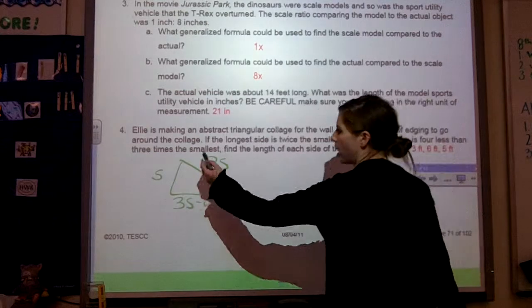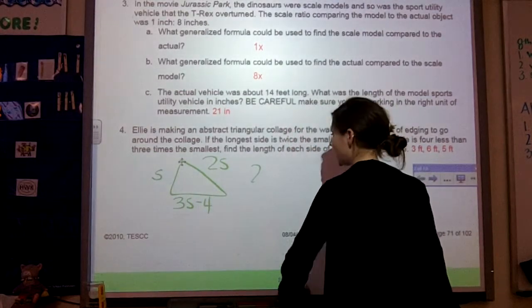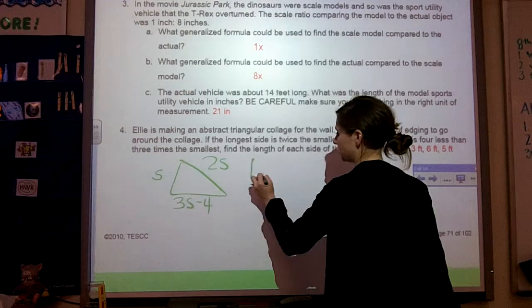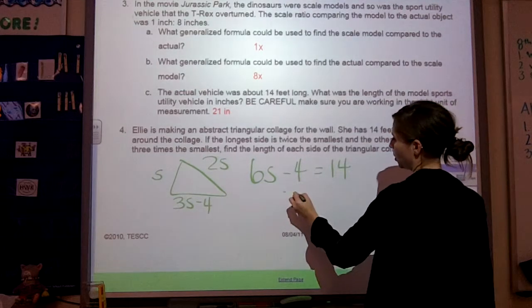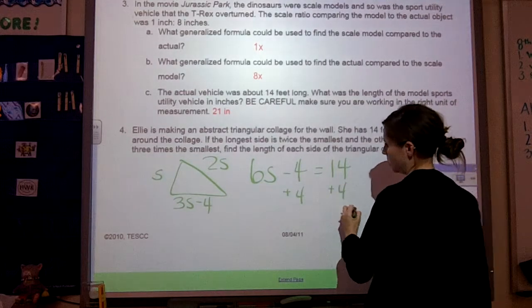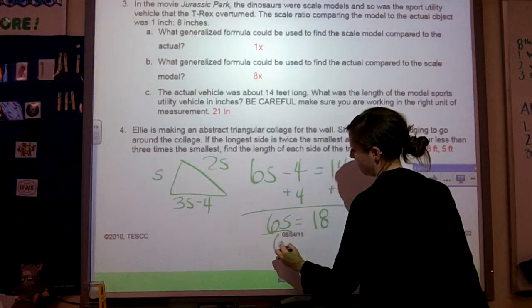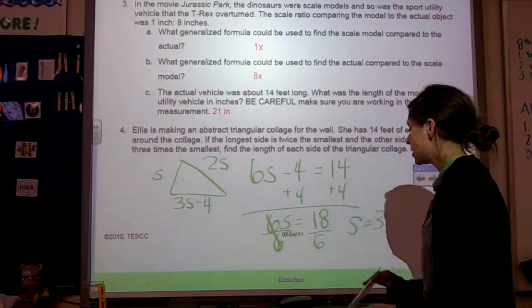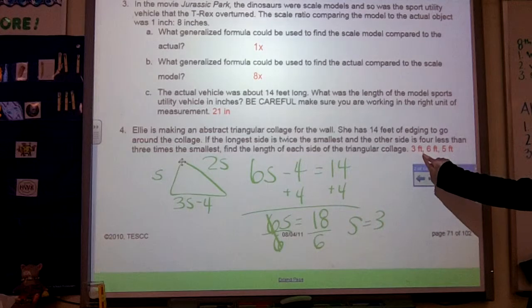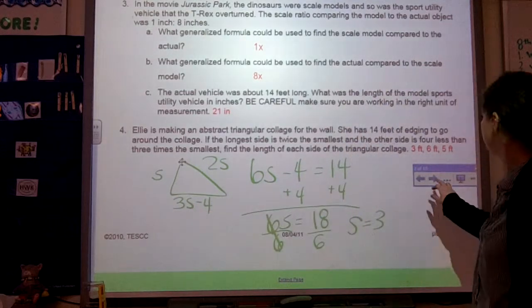I combine all my S's: 1, 2, 3, 4, 5, 6S, minus 4 is equal to 14. So I'm going to add 4 to both sides. Divide by 6. So S equals 3. The shortest side equals 3. The longest side would be 3 times 2, which is 6. And then 3 times 3 is 9, minus 4 is 5.